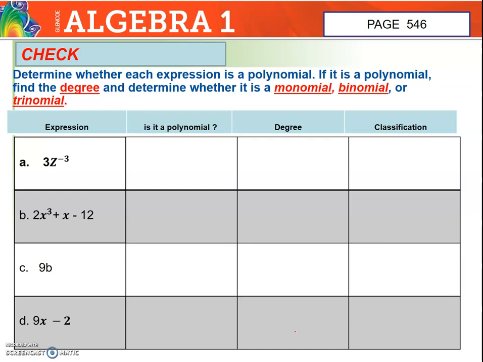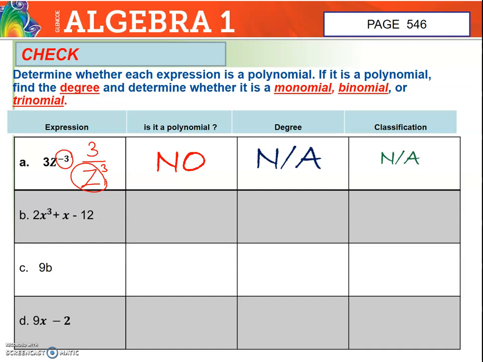I explained that when an expression has a negative exponent, it is not a polynomial, because this can also be written as 3 divided by z exponent 3, and when it is being divided by a variable, it is not a polynomial. So we say not a polynomial. The degree is no degree and no classification.